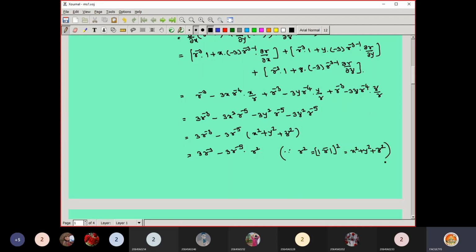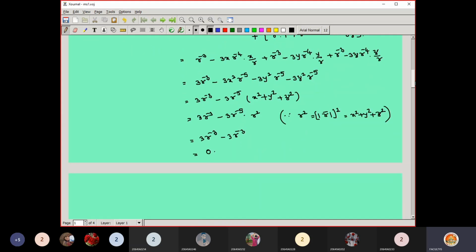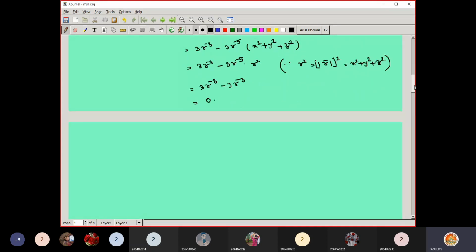So directly now you can write down the answer 3 r power minus 3. When bases are same, you can add your powers, minus 3 r to the power of minus 3 only. So same value you are getting, this is equal to 0. So when divergence of a particular expression is equal to 0, what is your conclusion? That conclusion is nothing but that function is solenoidal. So therefore r bar by r cube is solenoidal.